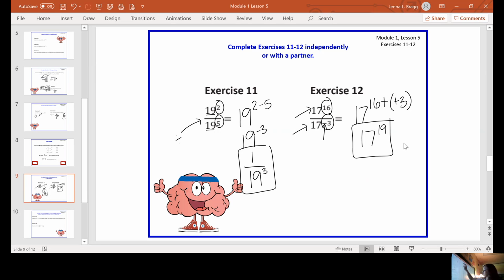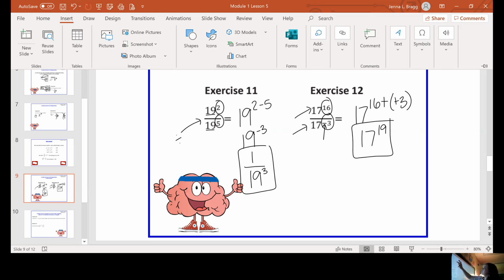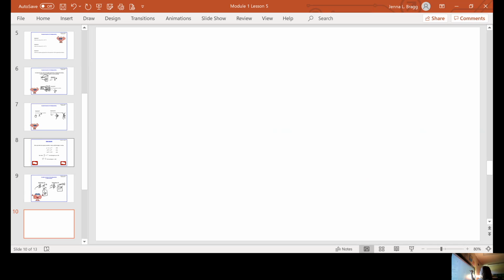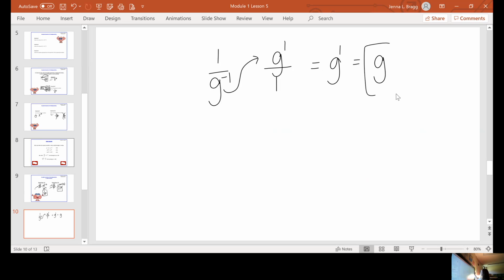Let's talk about one more thing. If you have a negative 1 inside your denominator, you're just going to transfer that to a numerator. That would technically be over 1, but anything over 1 is itself. So g to the first power, or just a g.